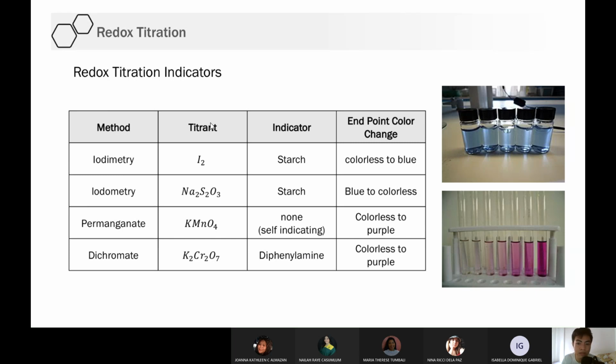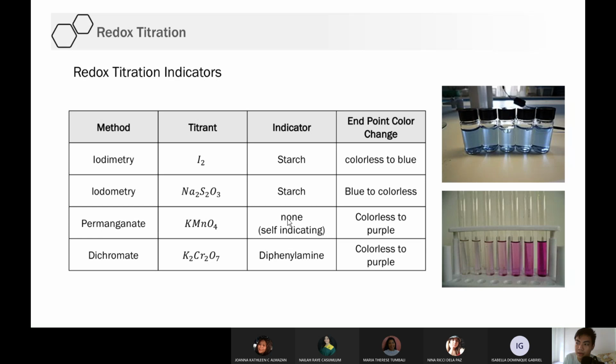Kasi in biochemistry, you will learn that yung starch, it reacts with iodine, no? And the solution will be color blue. Okay, so may ganyan yung kulay ng solution, kulay blue at the end point. Pag naging kulay blue na yan, stop ka na.